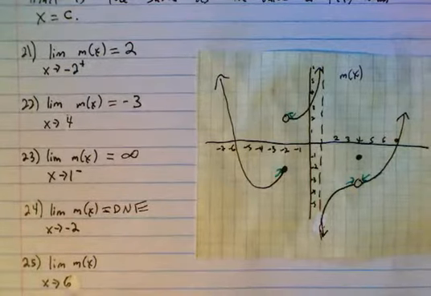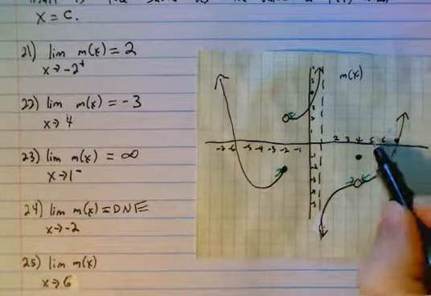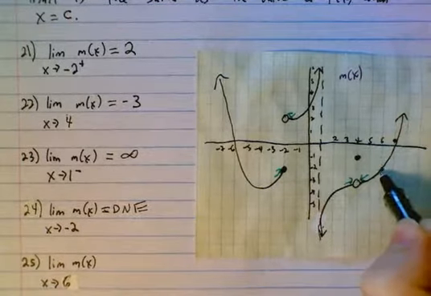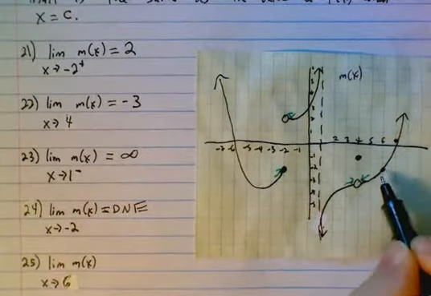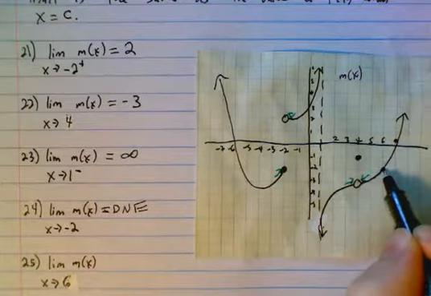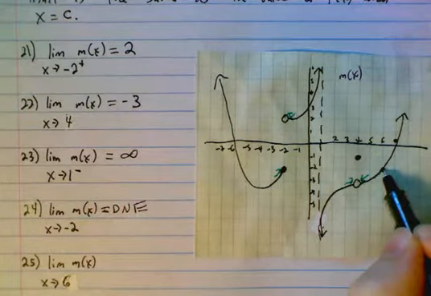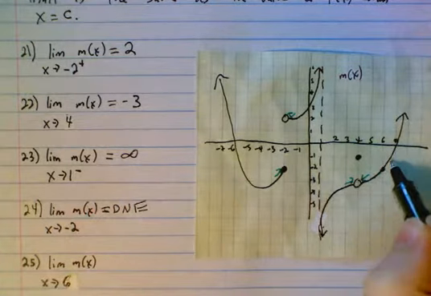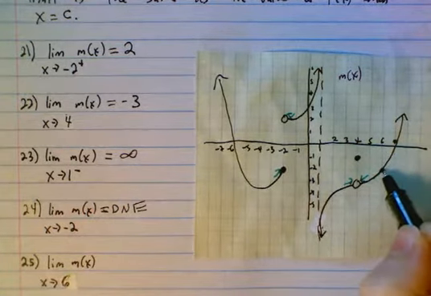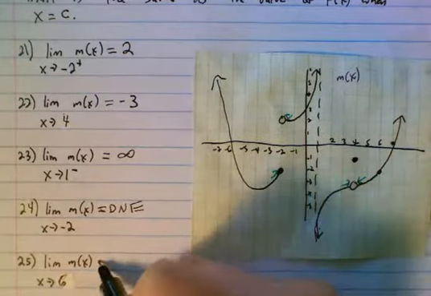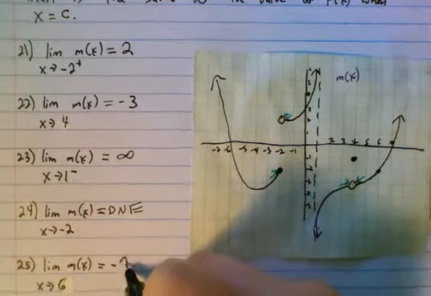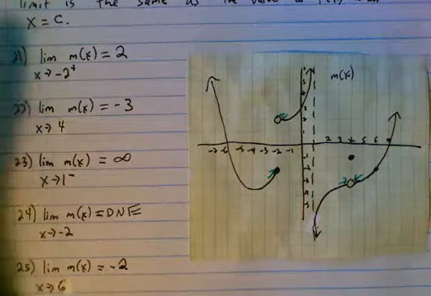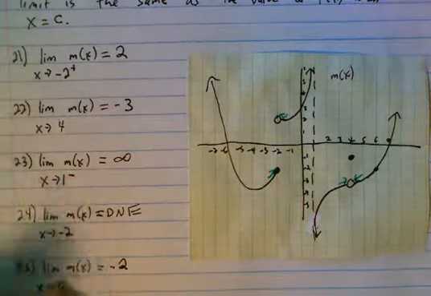And finally, let's look at as x approaches 6. So right here it's continuous. There's nothing strange going on. So as we approach from the left, when x approaches 6, y wants to be negative 2. When we approach from the right, y wants to be negative 2. So the overall limit does exist. It's negative 2.